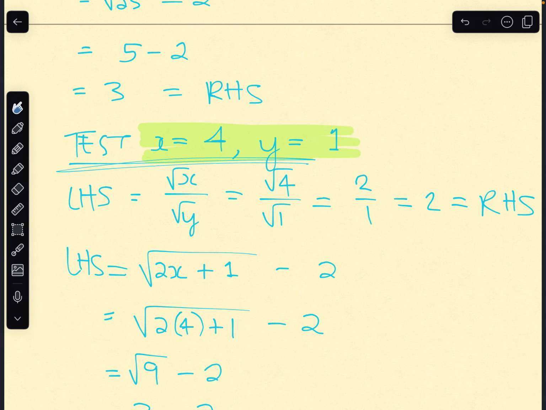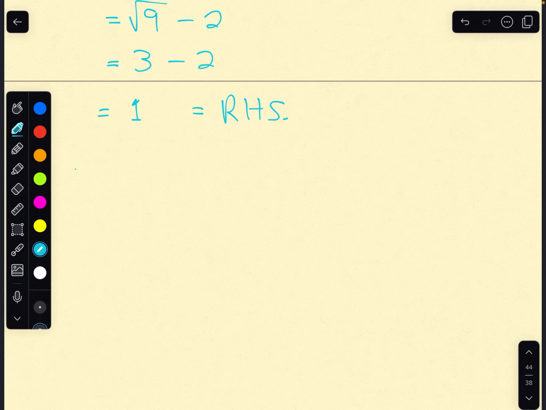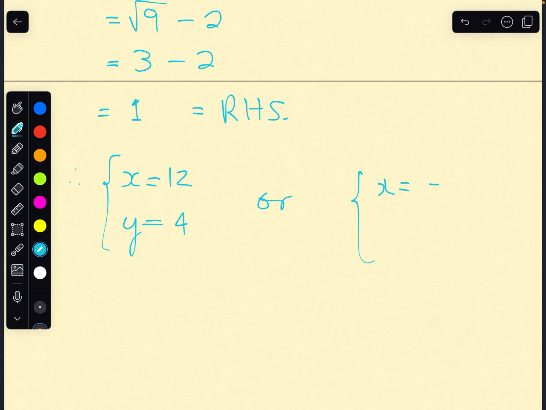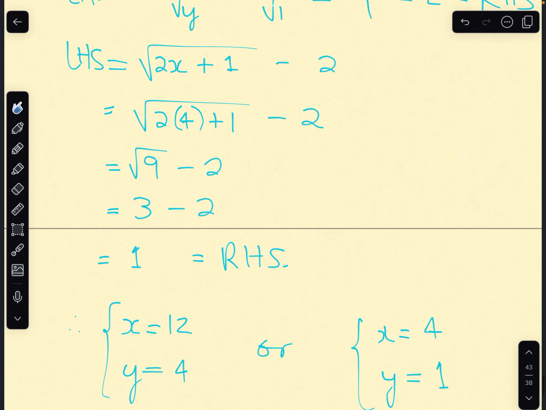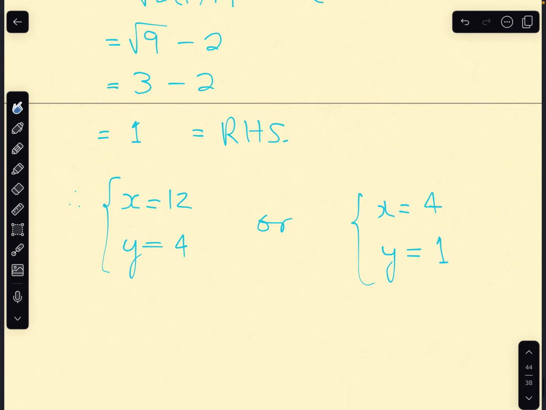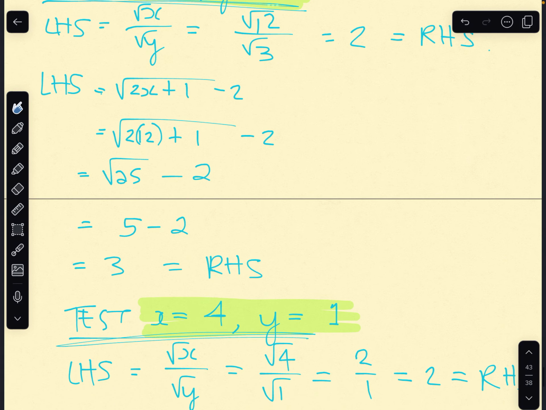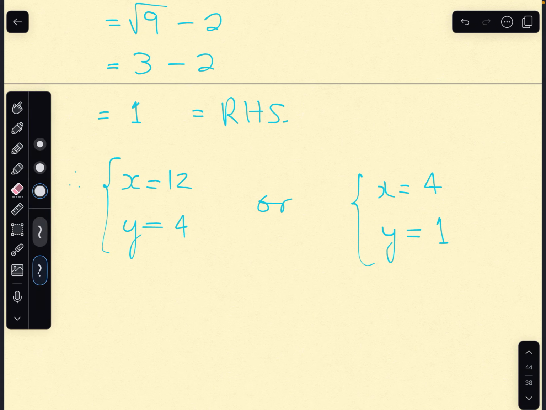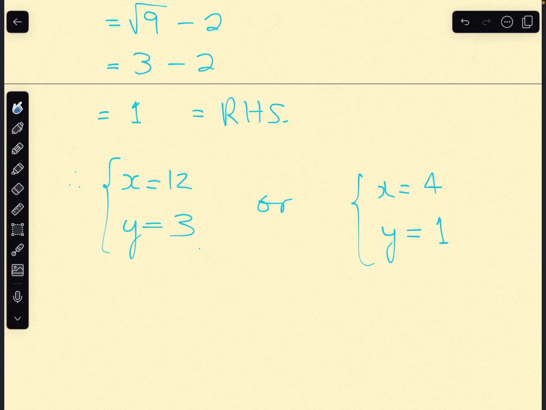Okay, so we can say in conclusion, either x is equal to 12 and y is equal to 3, or x is equal to 4 and y is equal to 1. Those are the two solutions. Oh, and y equal to 3, sorry, not y equal to 4, my bad.